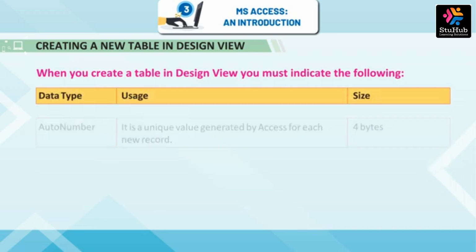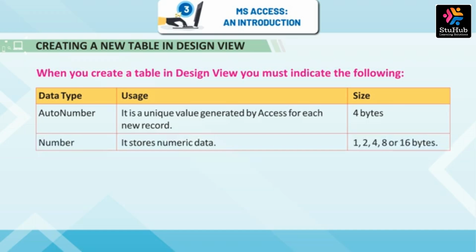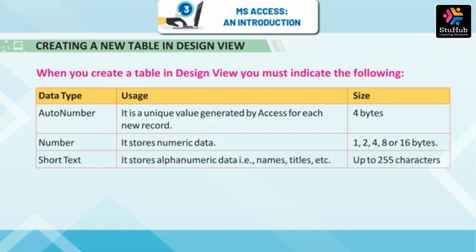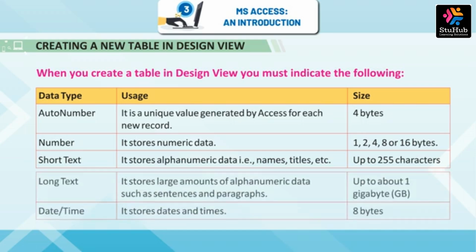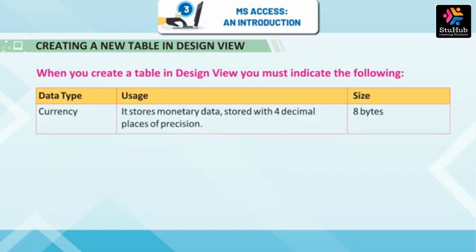Data type, usage, size. AutoNumber: it is a unique value generated by Access for each new record, 4 bytes. Number: it stores numeric data, 1, 2, 4, 8 or 16 bytes. Short Text: it stores alphanumeric data, that is names, titles, etc., up to 255 characters. Long Text: it stores large amounts of alphanumeric data such as sentences and paragraphs, up to about 1 gigabyte, GB. Date or Time: it stores dates and times, 8 bytes.